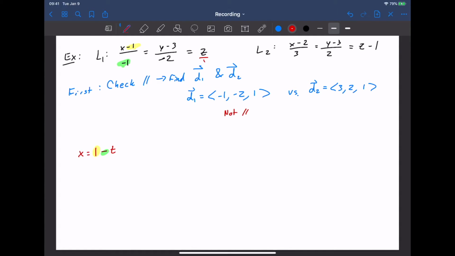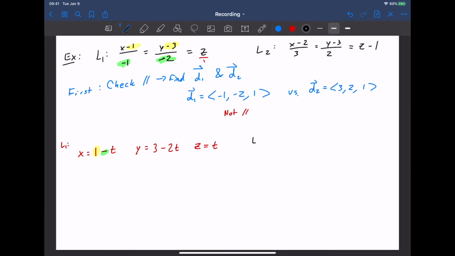One more shot. So this is for L1. Y equals, do you feel like you can do it? Try it. 3 minus 2t. Easy peasy. It's okay if it's hard for you. We're just getting used to things. And now maybe the hardest one, Z. What's Z doing here? 0 plus t. Okay?